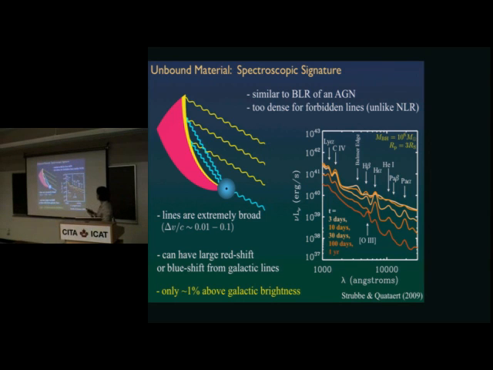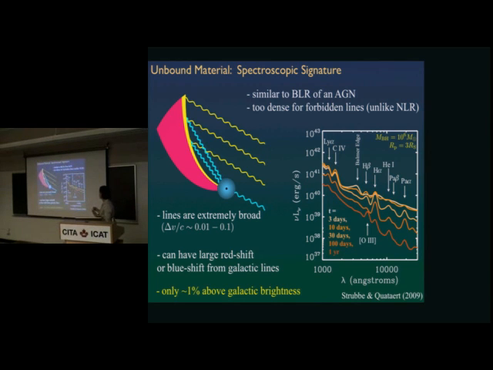However, the gas is too dense for there to be forbidden lines, unlike the narrow line region of an AGN. And so this looks like a broad line region with no associated narrow line region. Additionally, the lines are extremely broad because this gas is racing away from the black hole at a good fraction of the speed of light. And because it's asymmetrical, depending on your viewing angle, it can have a large redshift or blueshift away from the galactic line. So this could be an important spectroscopic signature, once a candidate has been identified, to identify this as actually a tidal disruption event.